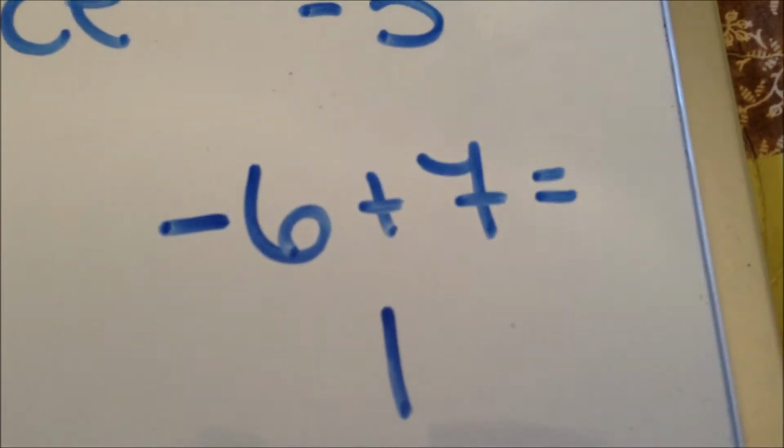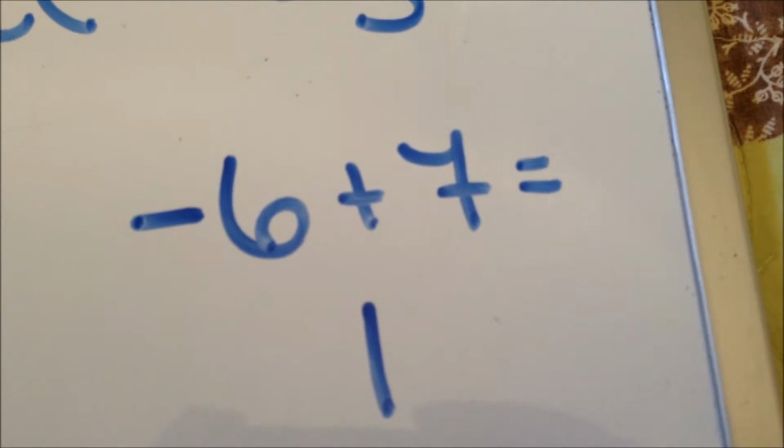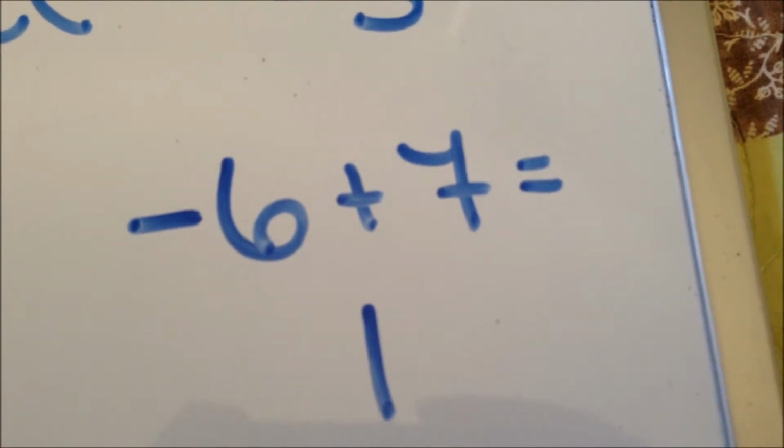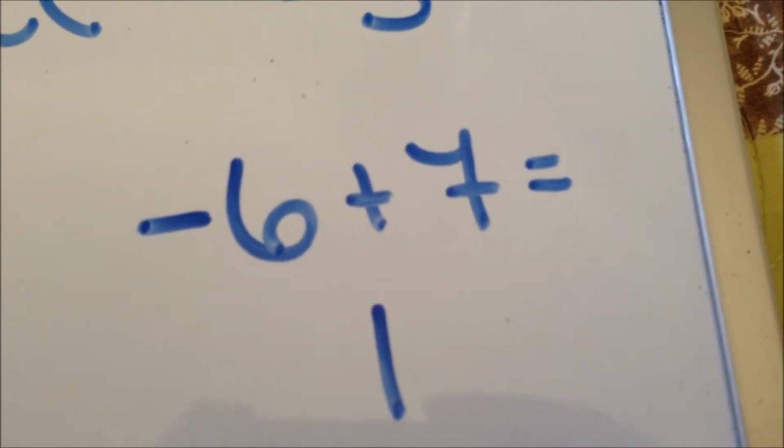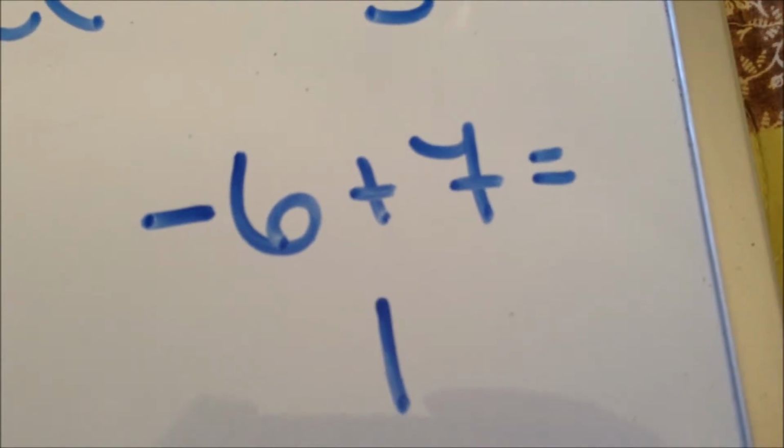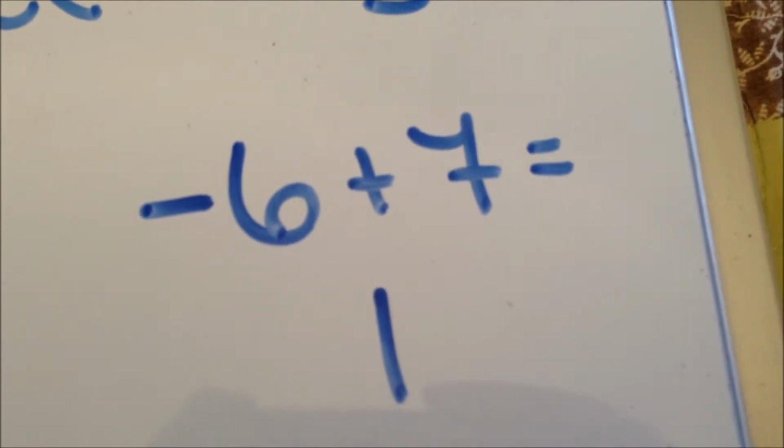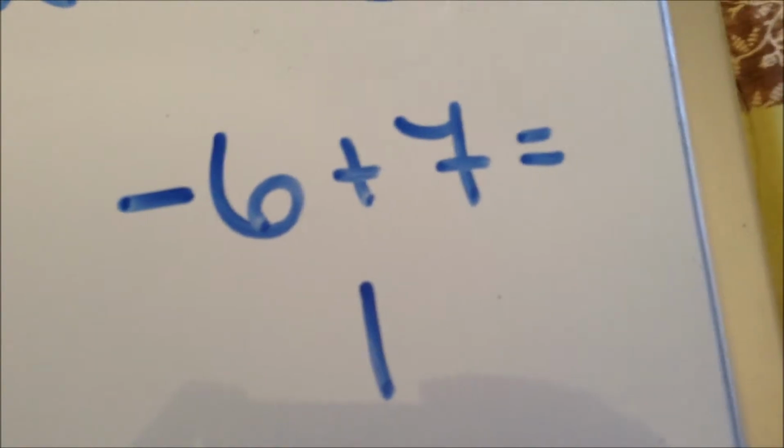Another situation would be negative 6 plus 7. The 6 is negative, the 7 is positive. No matter what, just take 7 minus 6, you end up with 1, and your answer is positive this time because the 7 is positive.